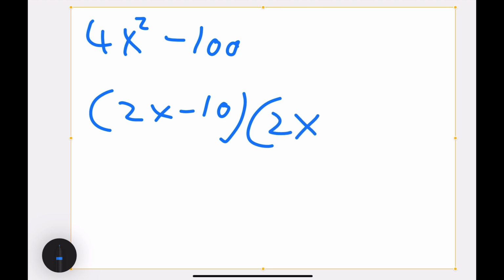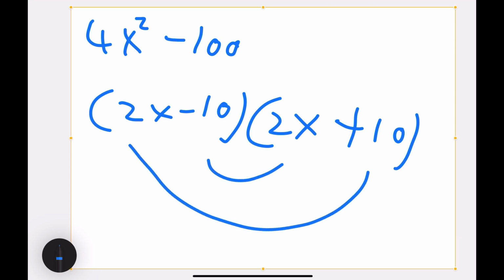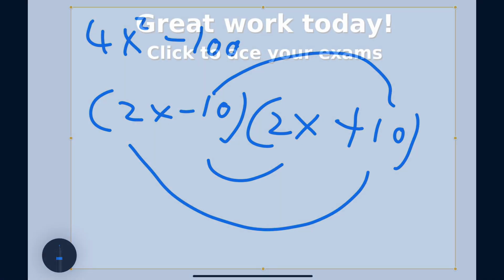So this time it'd be 2x plus 10 and 2x minus 10, because 2x multiplied by 2x would be 4x squared, and then minus 10 multiplied by 2x would be minus 20, and then we'd get positive 20, so those would cancel each other out, and then minus 10 multiplied by positive 10 would be minus 100, so we've factorised it correctly for the 4x squared minus 100.